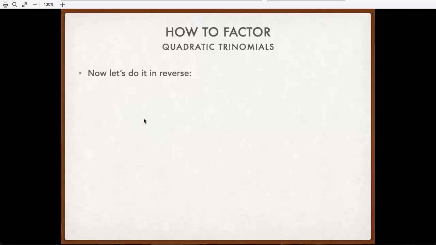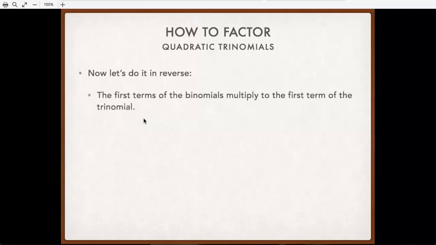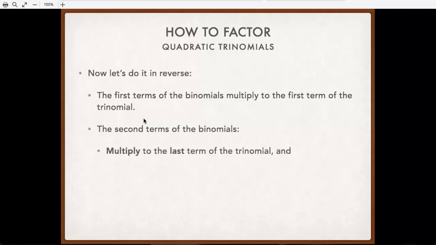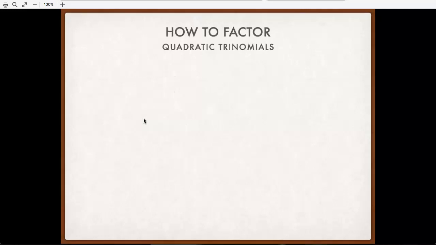So with those things in mind, we can do it in the other order to go from a trinomial to two binomials. Remembering that the first terms of the binomials need to multiply together to give us the first term of the trinomial, and then the second terms of the binomials will multiply together to get us the last term of the trinomial, and will add together to give us the coefficient of the second term of the trinomial. Don't get those mixed up. They multiply together to give you the last term of the trinomial, but they add together to give you the coefficient of the second term.